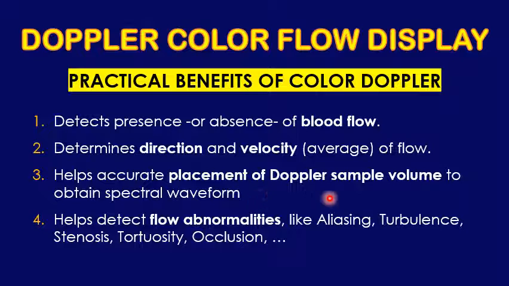The fourth benefit is that it helps to have a quick detection of any pathologies. For example, if there is aliasing, color might show aliasing, or turbulence of the flow, sometimes called mosaic. If there is a stenosis, tortuosity, or occlusion, all these pathologies you can have a quick indication of with a glance at the color.